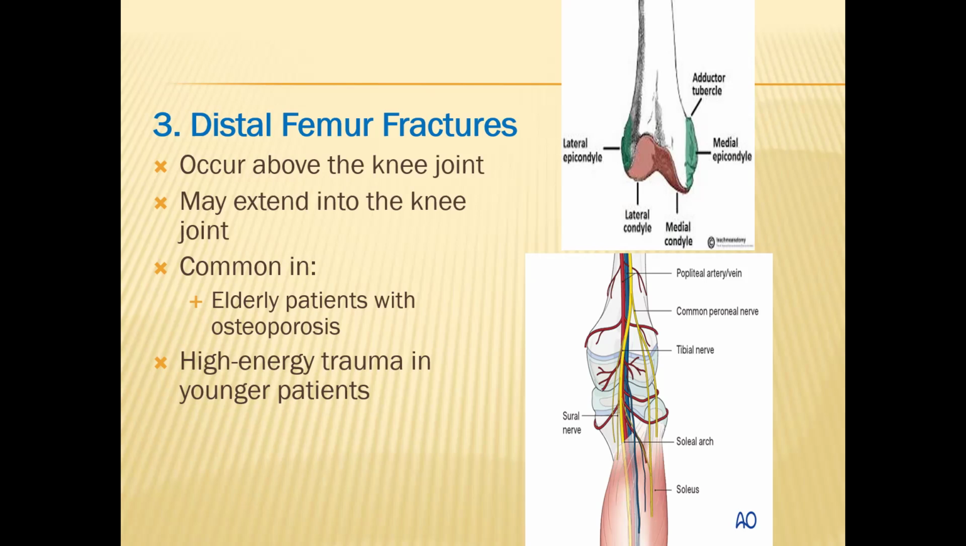So any injury to the distal femur carries a high risk of neurovascular injury to these vessels and nerves. Most fractures of the distal femur are due to high velocity trauma in young patients. And in elderly patients, this happens because of osteoporosis; even minor trauma can lead to a fracture of the distal femur.